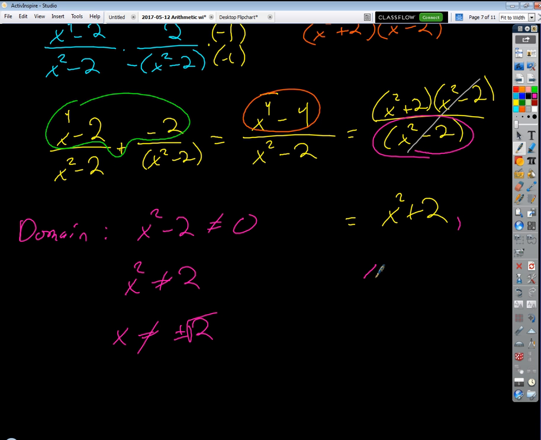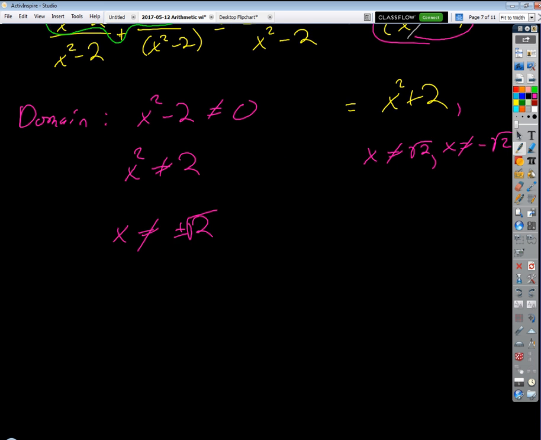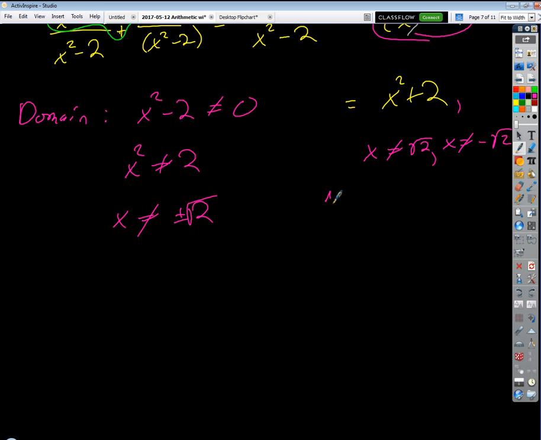But keep in mind that x cannot equal the square root of 2, and x cannot equal negative the square root of 2, right? This is a good way to write it, though, because it makes it much, much easier to graph, right? What's that look like? What is that function? It's a parabola that's been moved up 2, right? So if we want to graph this thing, it makes it really simple to get a sketch of this graph, right?